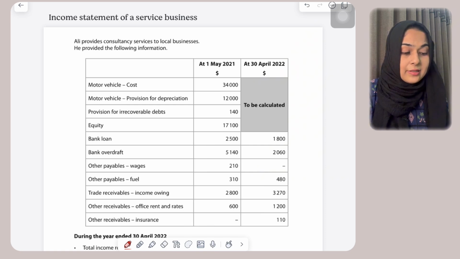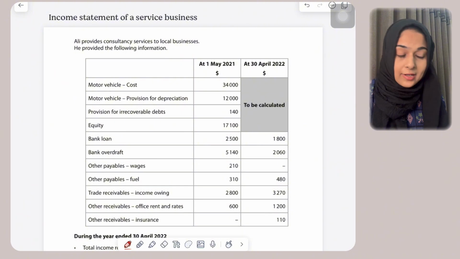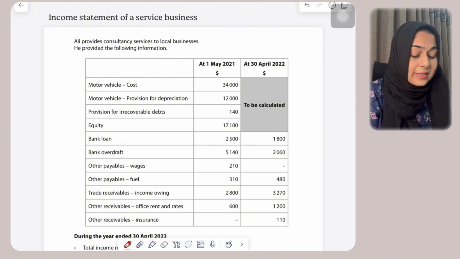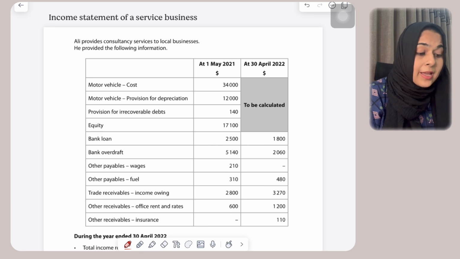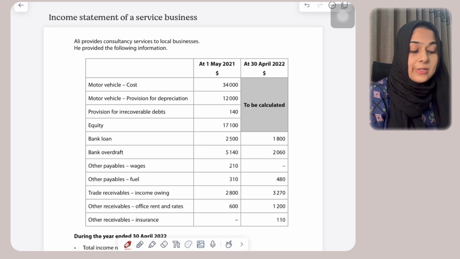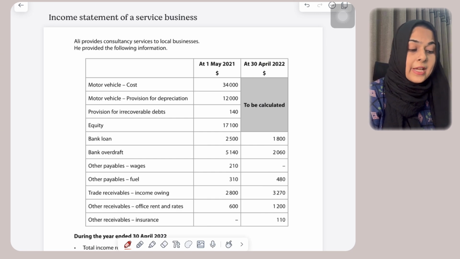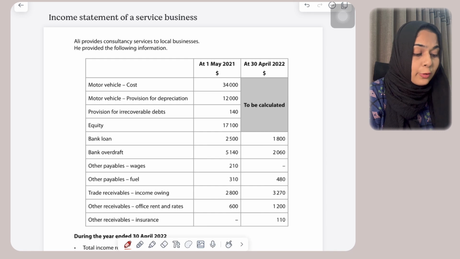Today the question that we are going to solve is from Edexcel Accounting, and this particular question is based on the income statement of a service business, and we would know this by just reading the question. The first statement itself tells you that it is a service business. They're saying Ali provides consultancy services to local businesses. He provided the following information.